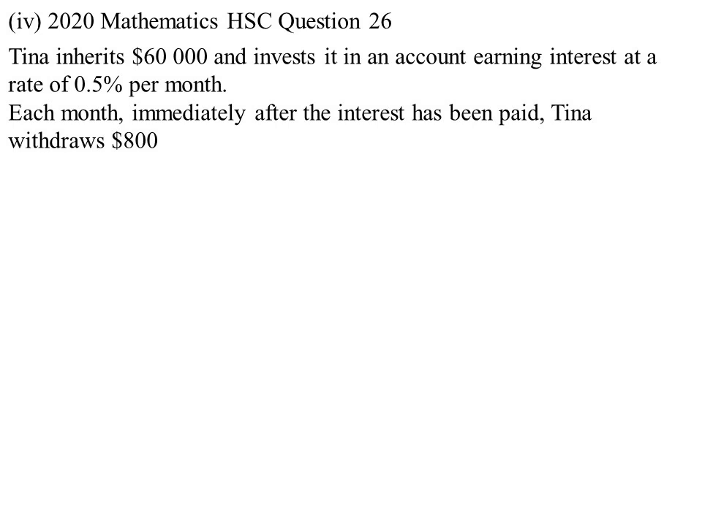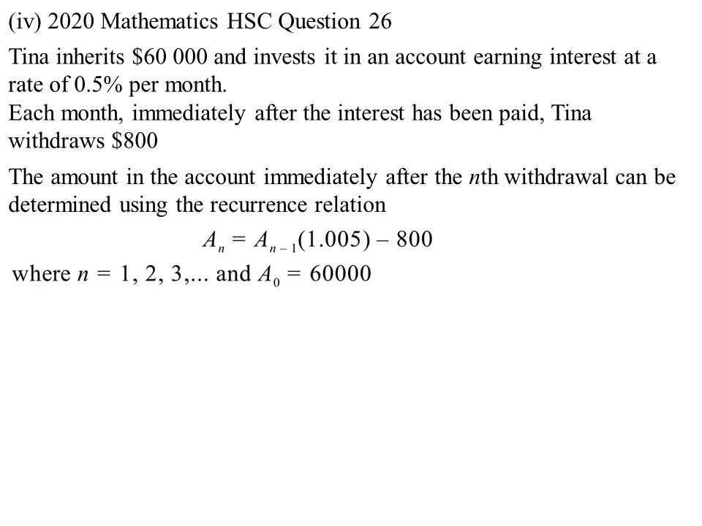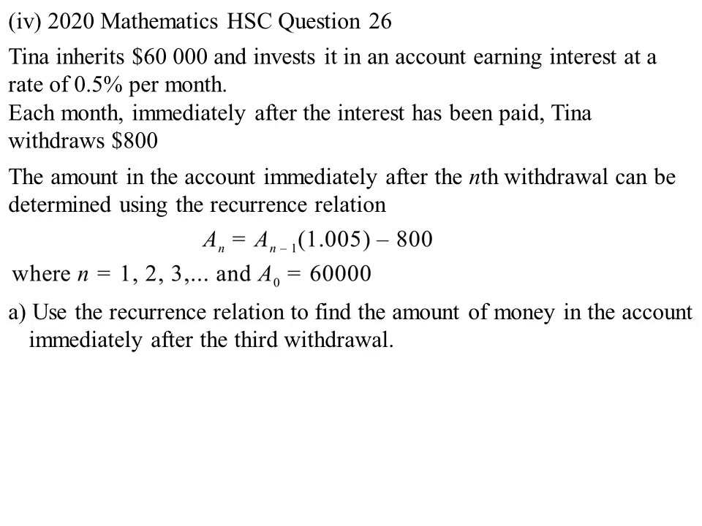To help you out here a bit, the amount in the account immediately after the nth withdrawal can be determined using a recurrence relation. So a different way of looking at it. So amount N will therefore be, apply the interest to what you've got, take away 800. You're going to withdraw $800, where N is 1, 2, 3 and so on, and the initial amount is 60,000. Use that recurrence relationship to find the amount of money in the account after the 3rd withdrawal.